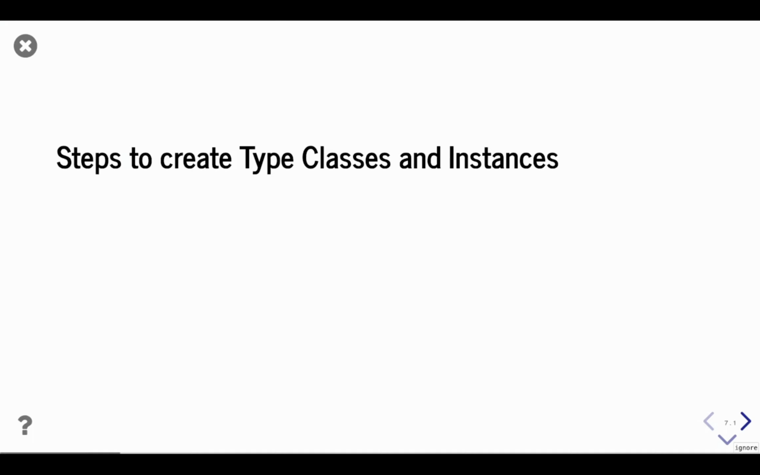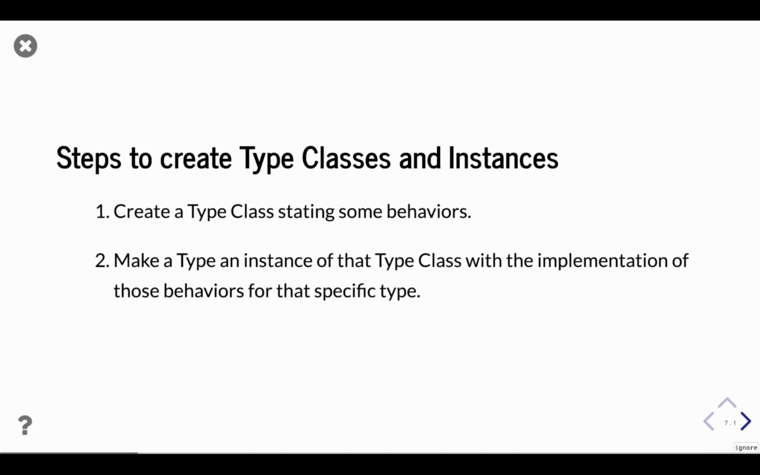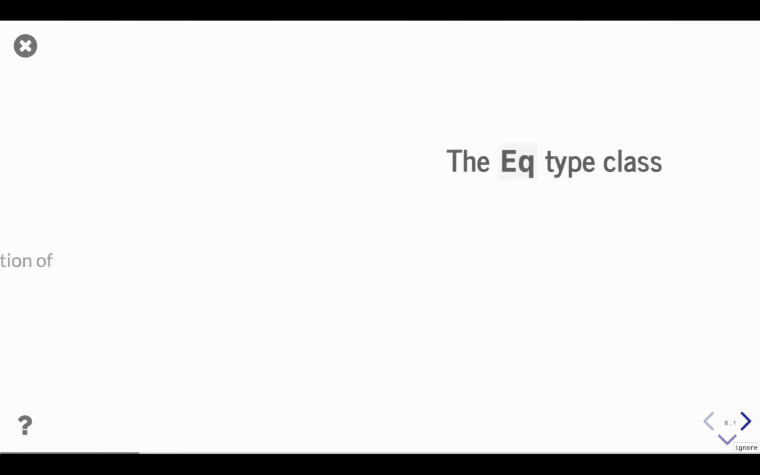Type classes are a pretty unique feature. Not many programming languages have them. But the good thing is that they are surprisingly easy to use. When creating your own type class, you only need to do two things. Create a type class stating some behaviors, and make a type an instance of that type class with the implementation of those behaviors for that specific type. That's it. Practice makes perfect. So let's learn by doing. We will start by redefining the Eq type class. The Eq type class comes with Haskell, so you don't have to define it.